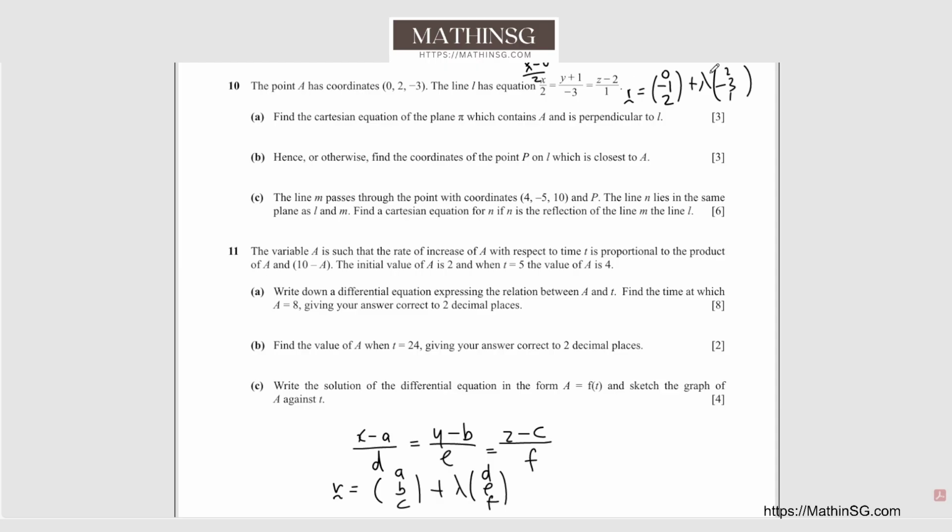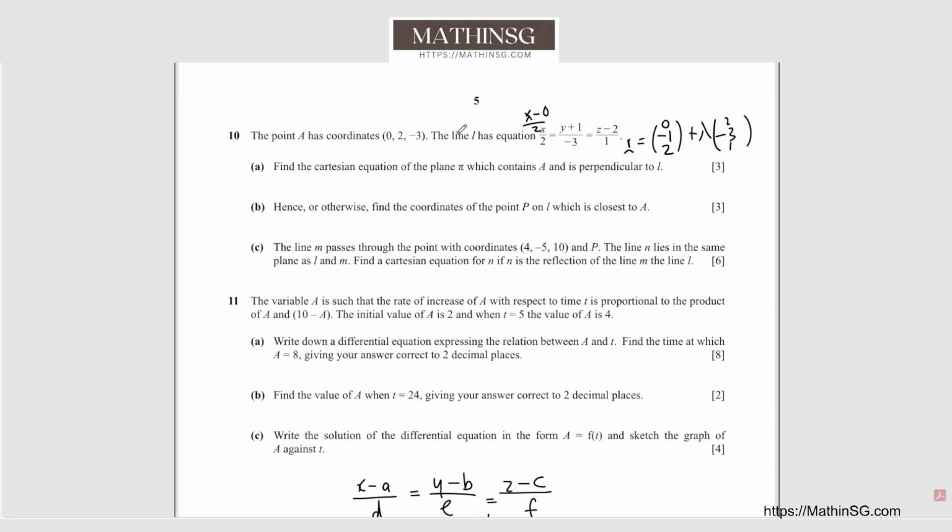And I'm going to write it this way so that I can use it easily for the rest of the questions. So I'm given A, which is this point. And for this line here, I need to find the Cartesian equation of the plane which contains A. So a plane that contains A and is perpendicular to L. So this is L, and the plane is perpendicular to L.